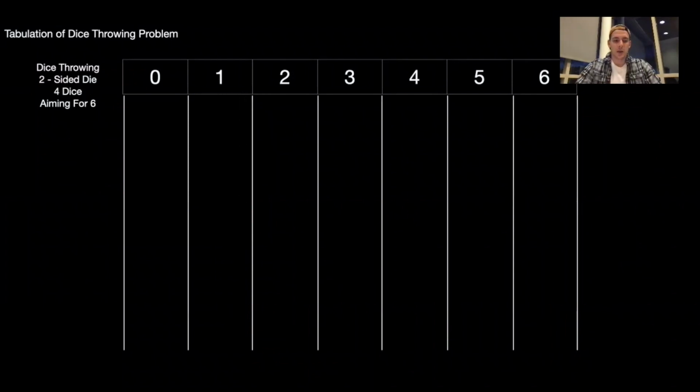All right, so this is how I set up the tabulation for our dice throwing problem. And I have returned to our input where we have a two-sided die. We have 4 dice and we're aiming for 6. And as you can see, our table is of length 7, which is again our n+1.